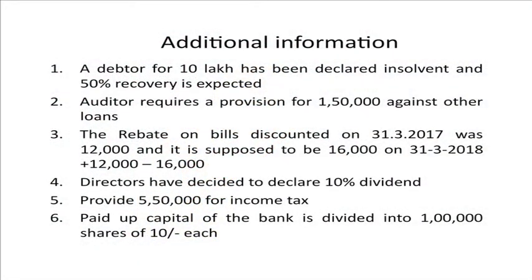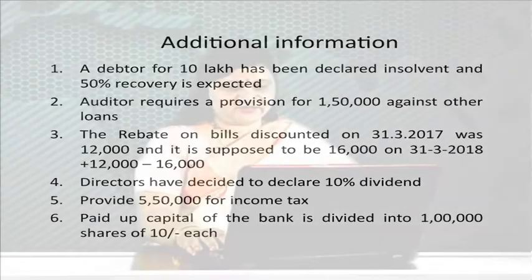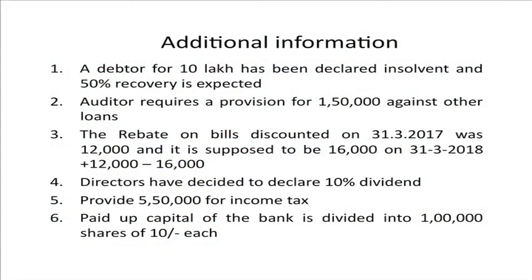The rebate on bills discounted as on 31st March 2017 was 12,000 and it is supposed to be 16,000 as on 31st March 2018. So opening rebate on bills discounted is 12,000, which we will add in the interest and discount, and 16,000 we will subtract. So we will make a note to accounts for our schedule 13 and these adjustments will be made accordingly. We can directly make the adjustments under the inner columns in schedule 13, but it is preferred that a short note or working note is prepared and the final figure is inserted in schedule 13.